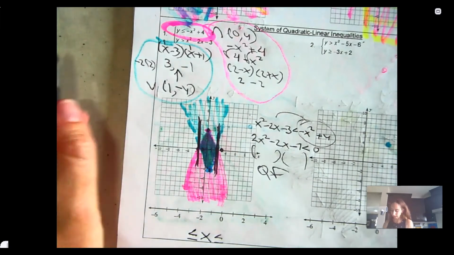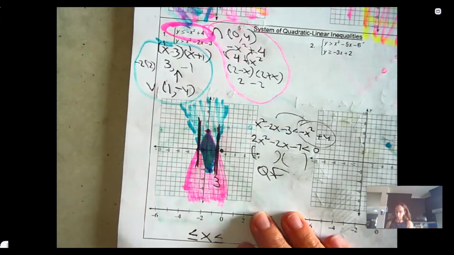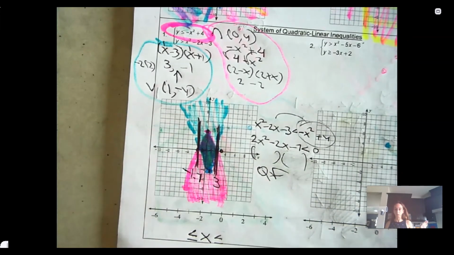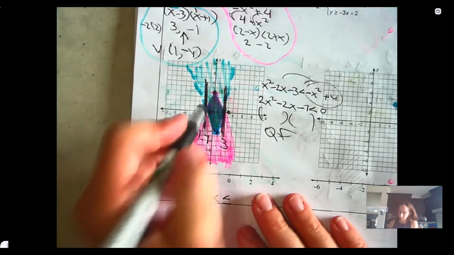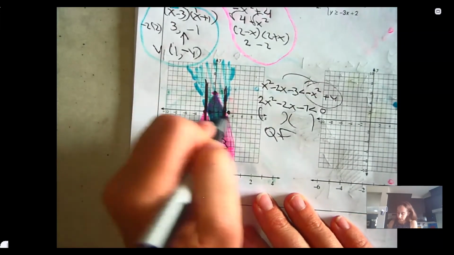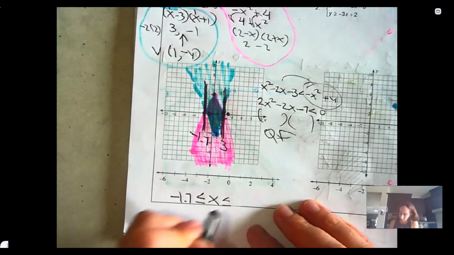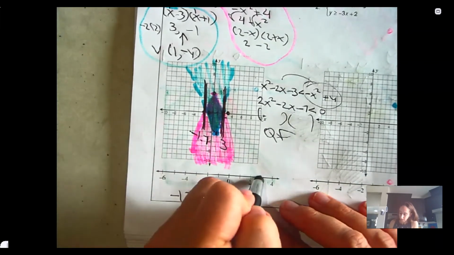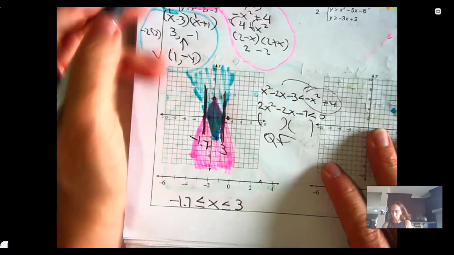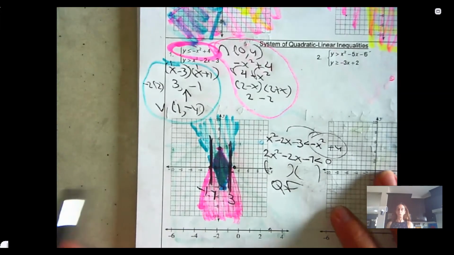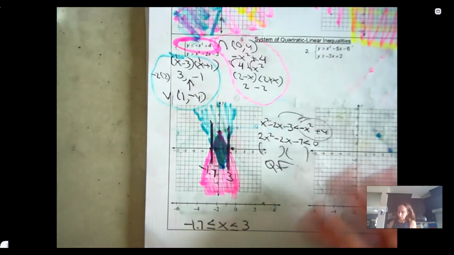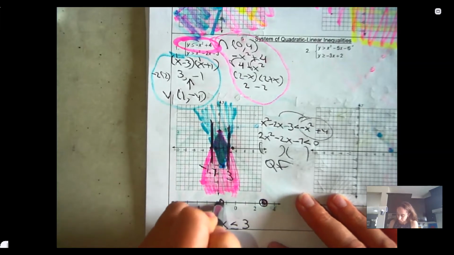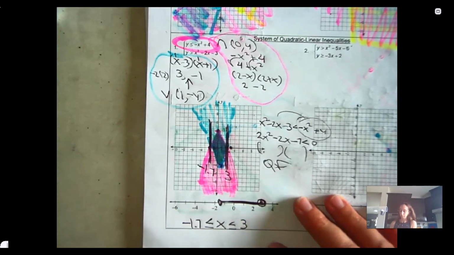So we're going to pretend a little bit. We're going to pretend that one of the zeros is 3 and one of the zeros is negative 1.7. Okay. We're just pretending. So that means it's shaded between this and this. So we'll say negative 1.7 and 3. So that would be 3. And I should have made them both open circle or both closed circle. That's my mistake. So we'll just pretend they're both closed circle, okay? So closed circle and then negative 1.7, closed circle, shade in the middle.